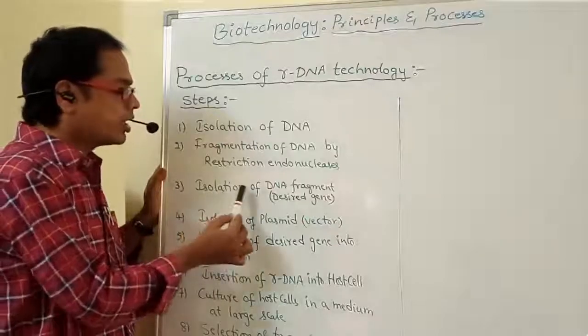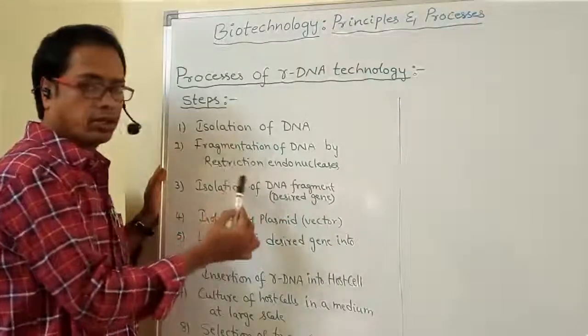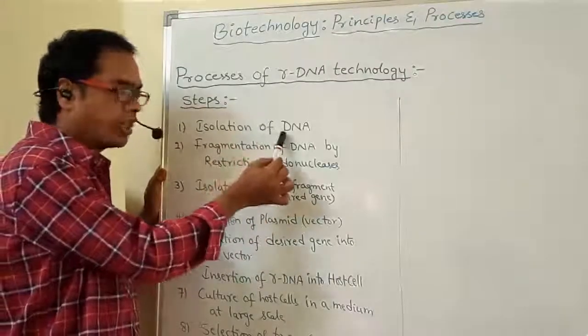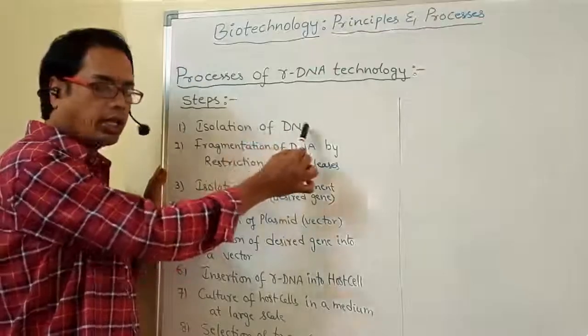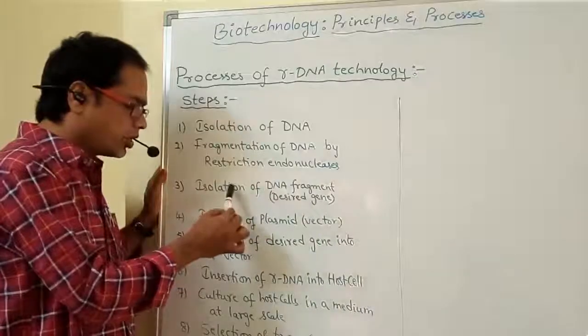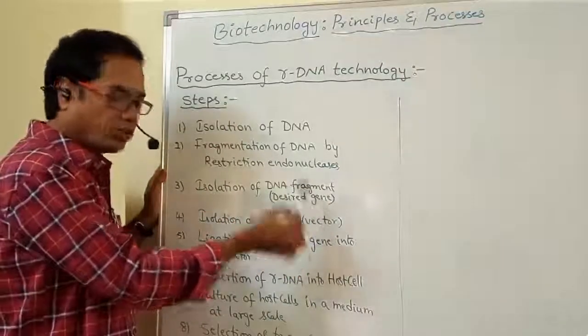Third step, isolation of DNA fragment, also called the desired gene. Don't confuse these two. This is isolation of DNA, meaning long DNA. Here it is the DNA fragment. Isolation of DNA fragment, or isolation of the desired gene.